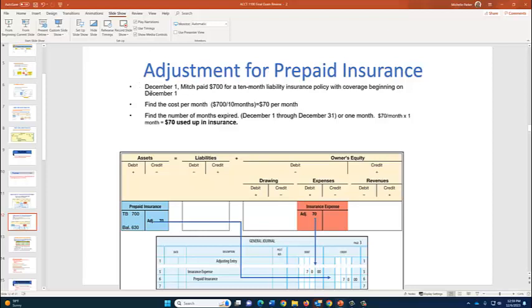He bought it on December 1st, but by December 31st, he had used up 1 month. If he had bought it on November 1st, he would have used November and December. If he'd bought it October 1st, it would be October, November, December. So in this case, it's just for 1 month at $70. We're going to have to show that that 70 was used up or expensed. So we'll debit insurance expense for 70 and then credit prepaid insurance for 70 to bring it down by $70.